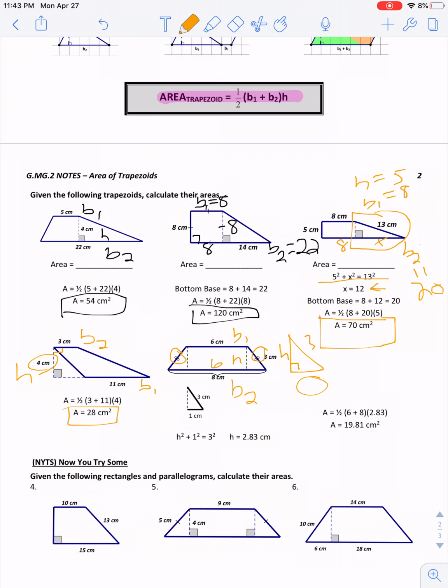We know this middle part is 6, so if these are the same on both ends, it has to be 1 and 1. So 1 there. Or 1 squared plus h squared equals 3 squared, what we see right there, which is 9 minus 1, which is 8. The square root of 8 is about 2.83. We plug it into our formula, and they get the answer of rounded 19.81.